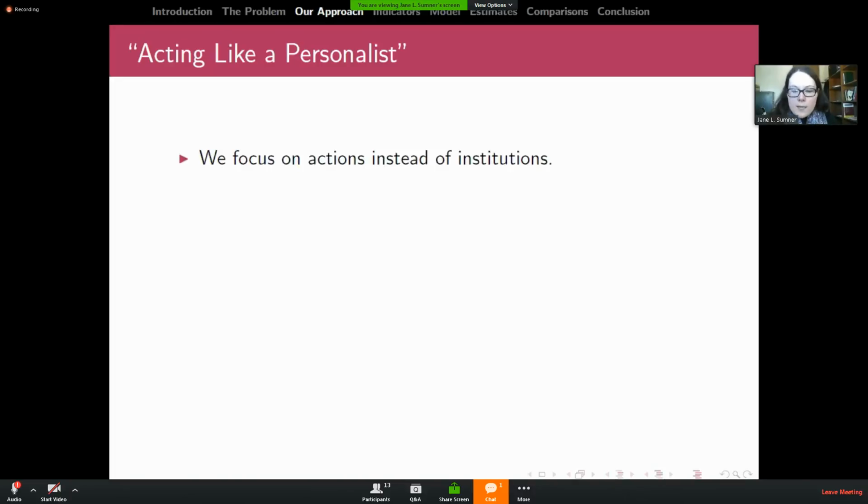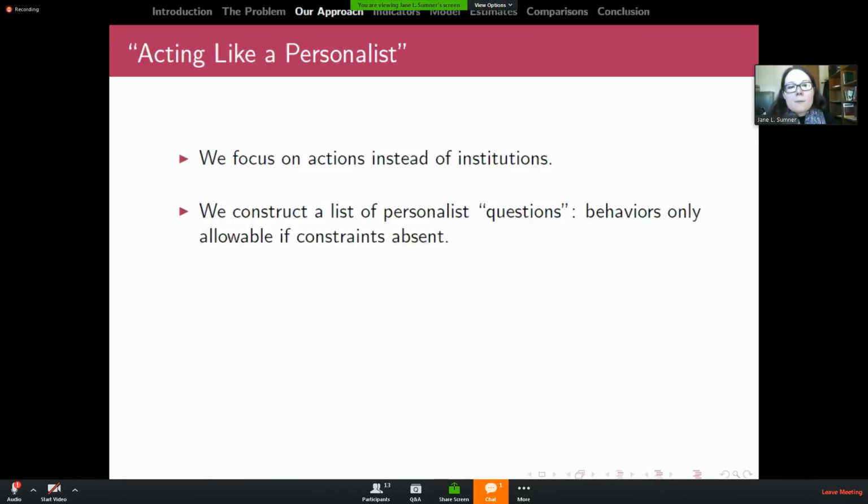And when I say that, as I said, we focus on actions instead of institutions. And what we do is we construct basically a list of personalist questions. So behaviors that we believe theoretically would only be allowable in the absence of relevant institutional constraints. So these are behaviors they can only get away with if they're not constrained. But it doesn't require us to know which institutions might constrain.